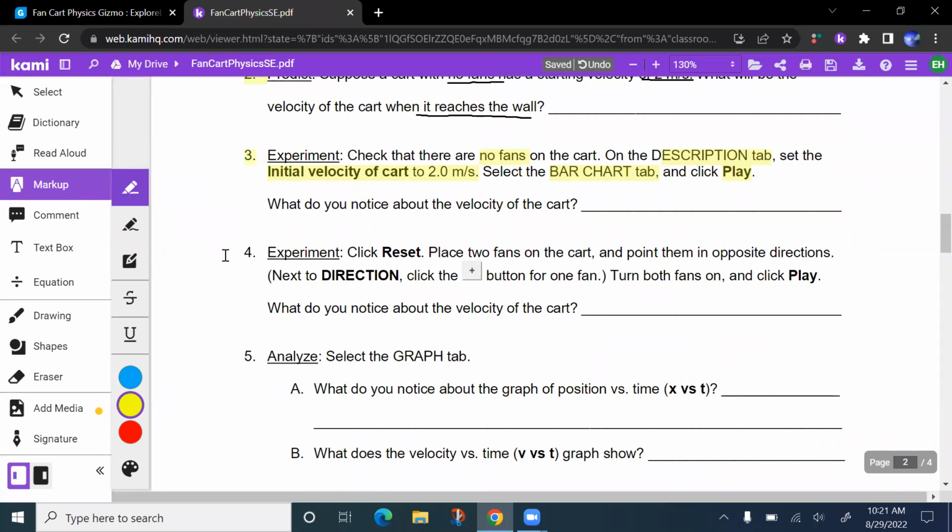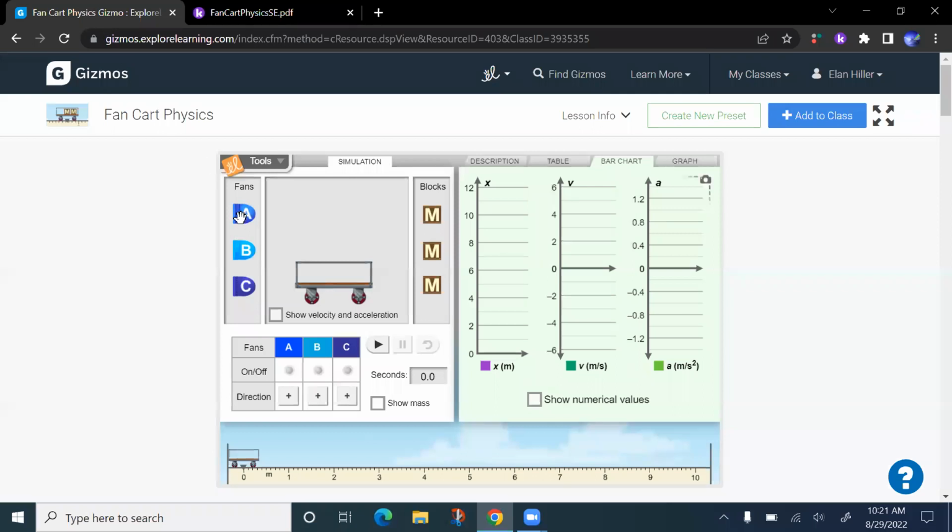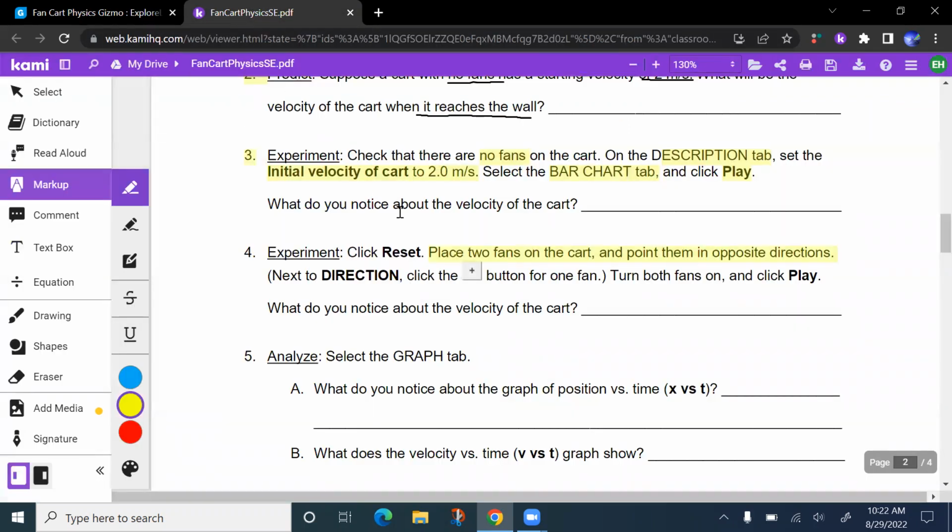Part 4, experiment. Click reset, place 2 fans on the cart and point them in opposite directions. Okay, so we're going to put fan A and then we're going to put fan B on top. Now to switch the direction of fan B, just go ahead and click fan B from a plus to a minus. And you can see fan A and B are just pointing in opposite directions. Okay, turn on both fans, click play.